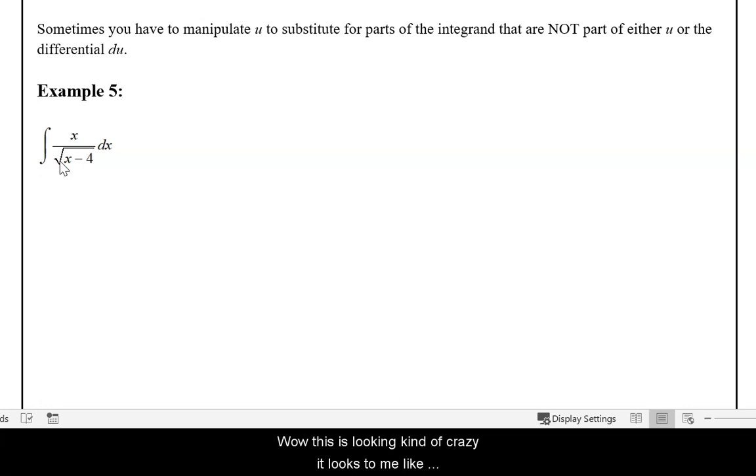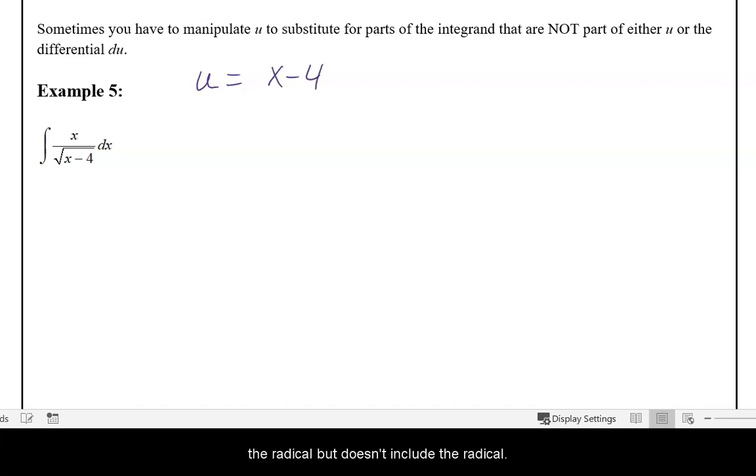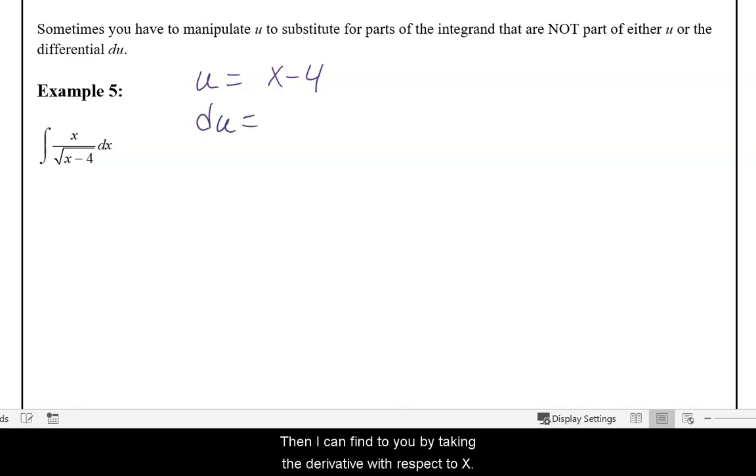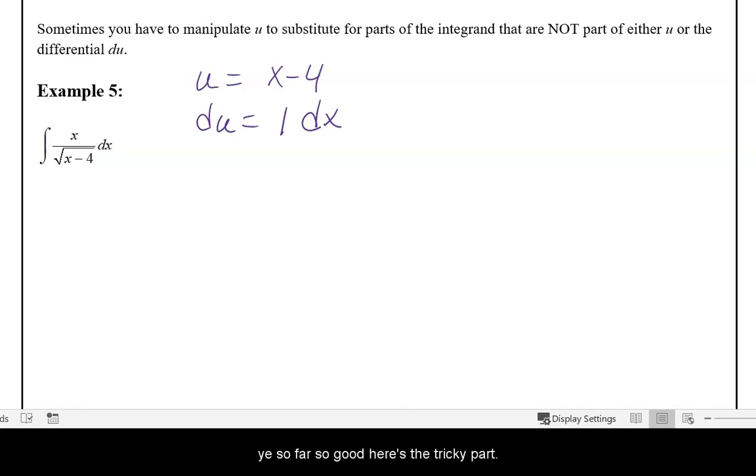It looks to me like maybe I could let u be x minus 4. Let's give it a shot and see what happens. If I choose u to be the radicand, the part that's under the radical but doesn't include the radical, then I can find du by taking the derivative with respect to x. This would just give me a 1, and when I swing the differential around to the other side, I get du equals dx. Yay! So far, so good.